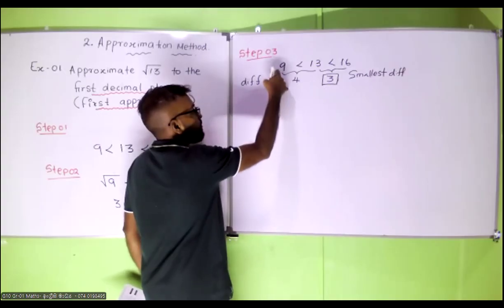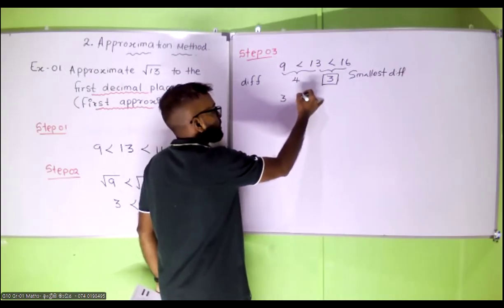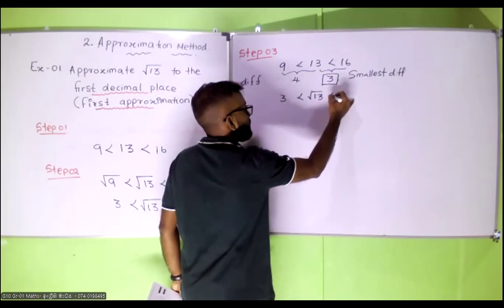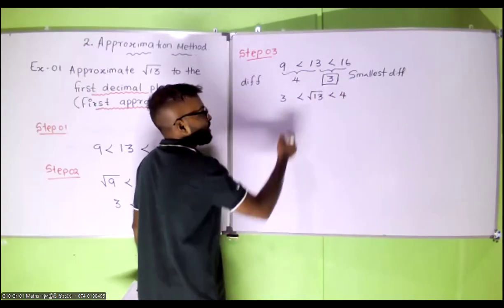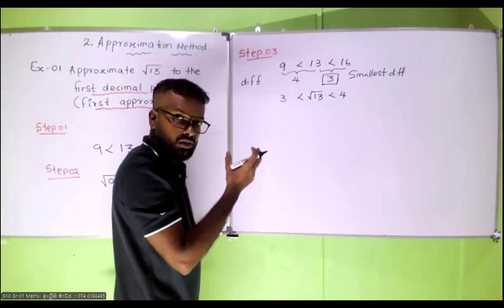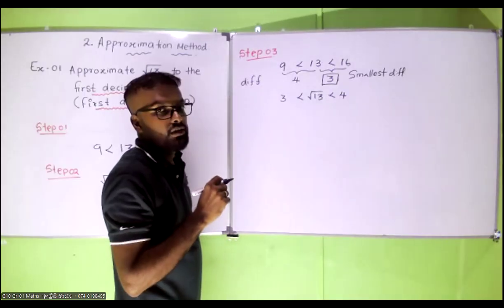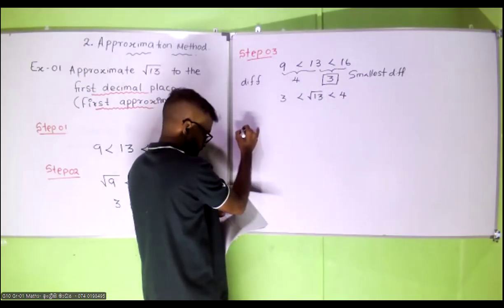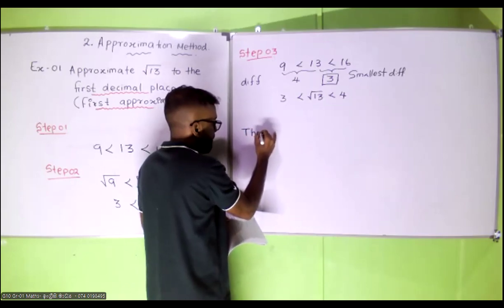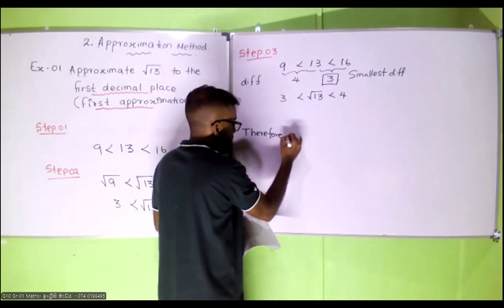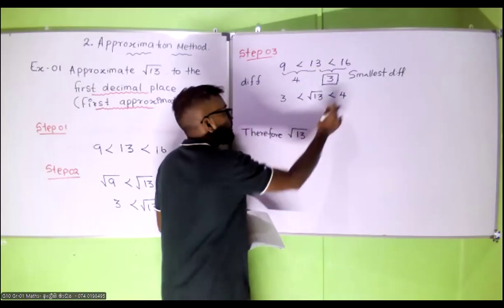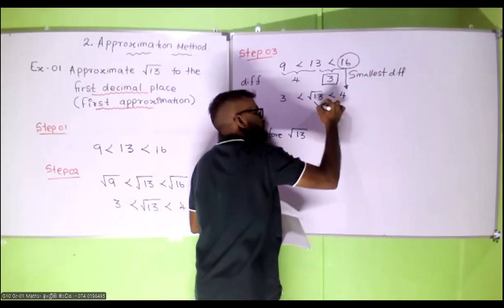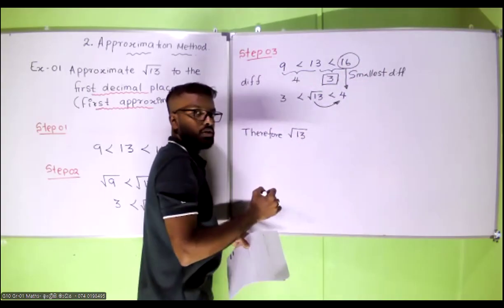So, you know the square root of 9 is 3. Square root of 13, we are going to find that. Square root of 16 is 4. So we can write 16 is the closest number to 13. So that we can write, therefore, square root of 13: here 16 is the closest number, so the square root of 13 can be a value which is closer to 4.